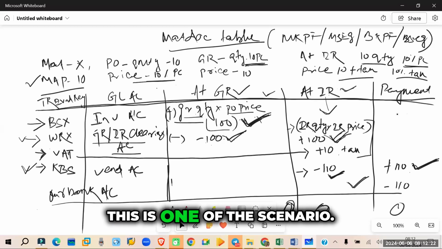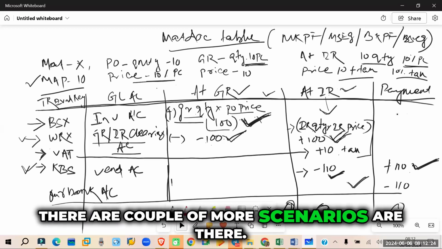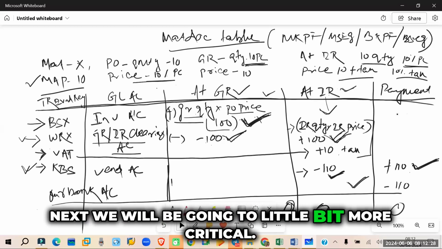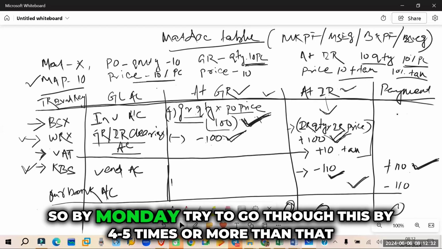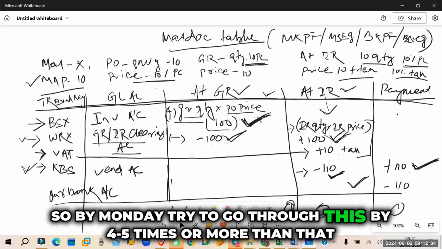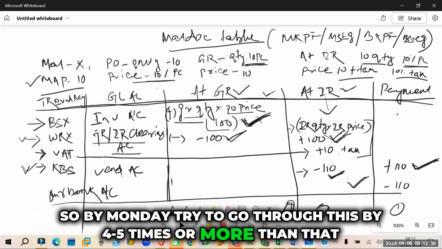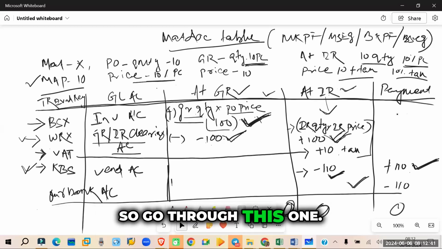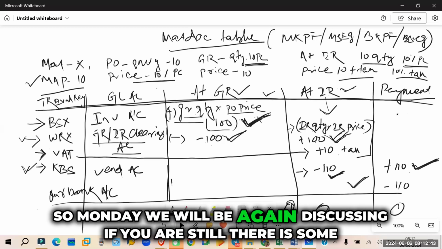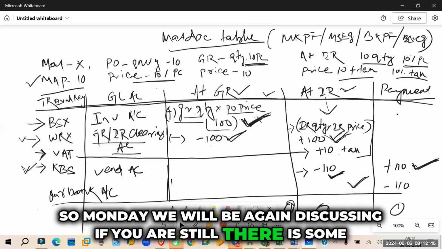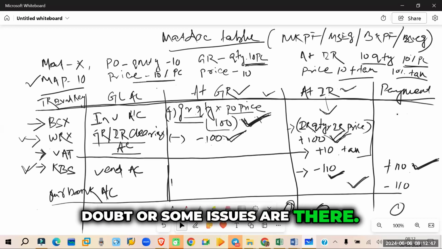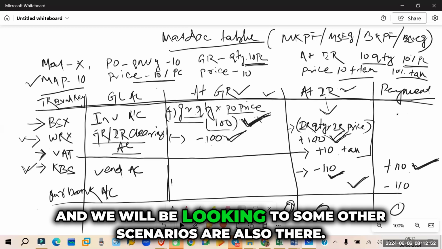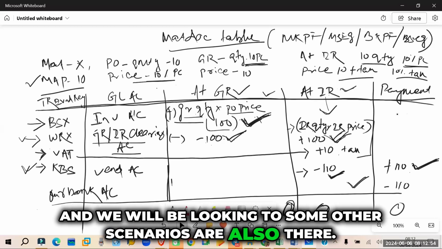So this is basically the material GL entry scenario. This is one of the scenarios, there are a couple more. This is a standard one. Next we will go into something a little more critical. So by Monday, try to go through this four or five times or more, until you are able to understand. Okay, Monday we will discuss again. If there is still some doubt or some issues, we will discuss them on Monday, and we will look at some other scenarios too.